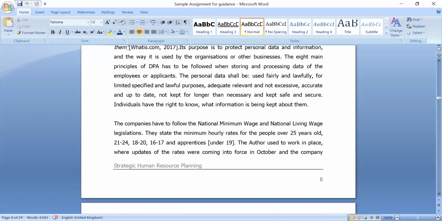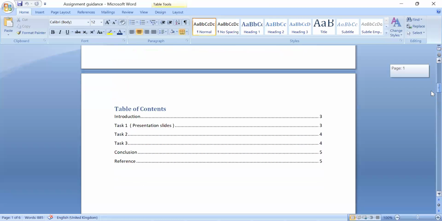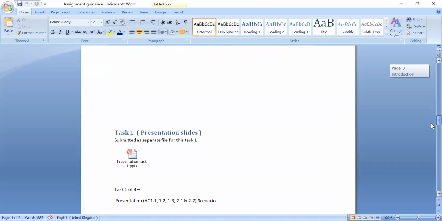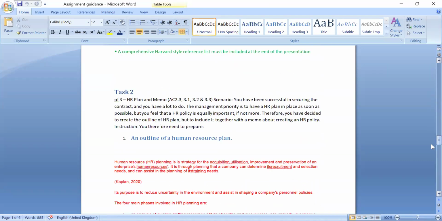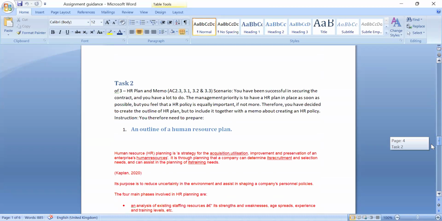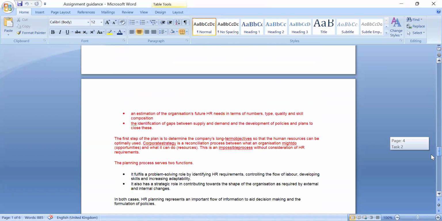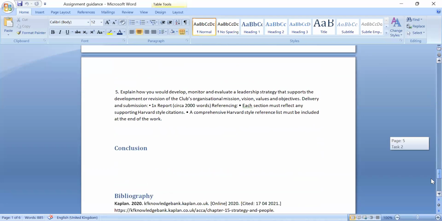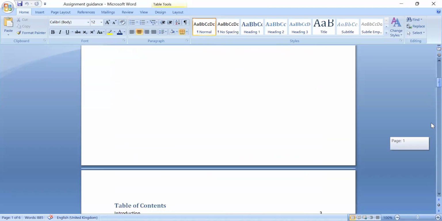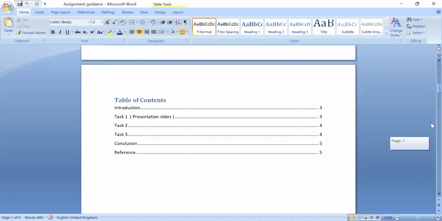Other than that, I have created a template for how you can structure your assignment. It is always good to have a cover page and a table of contents, and then move to the introduction, the task 1 presentations, and task 2, which is about assessment criteria 2.3 as shown in the assignment brief, and then task 3 underneath. Make sure you add some references. That's how the table of contents can look as well.